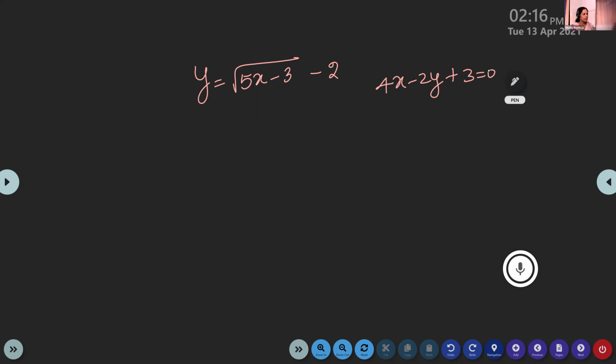Find the equation of the tangent line to the curve y is equal to root of 5x minus 3 minus 2, which is parallel to this line.